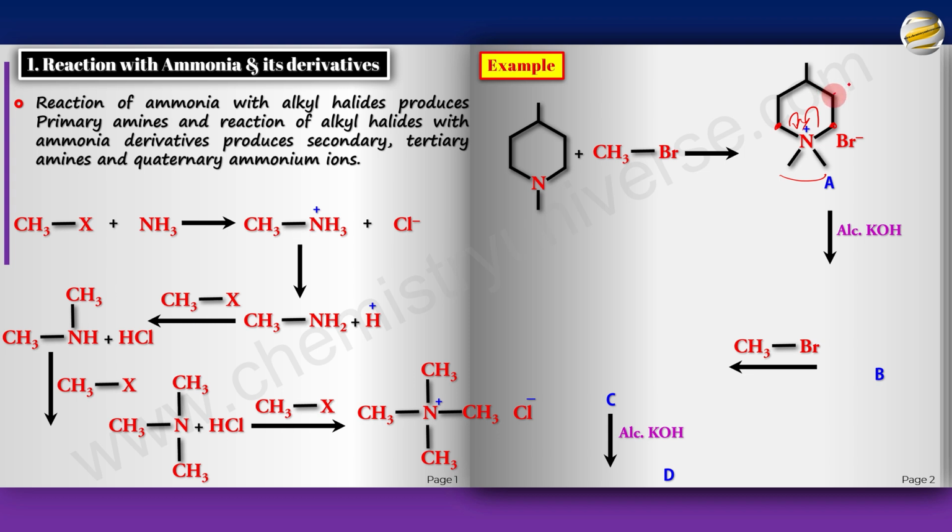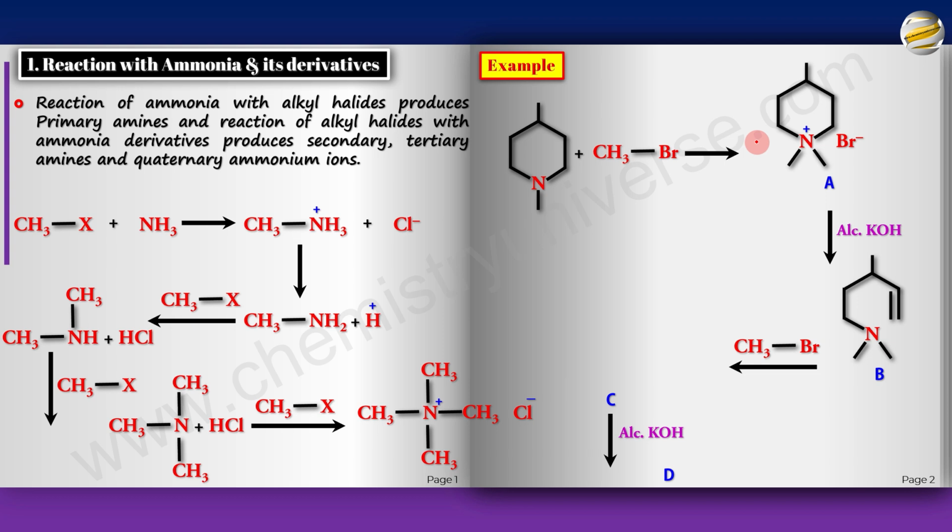And in elimination, the H goes from the adjacent carbon, remember? So H goes from here, this group breaks, and you will get an alkene here. Now you can get it on the right side, you can get it on the left side, doesn't matter, you'll get the same product. So what do you think B would be? B would be this. I hope you can understand this.